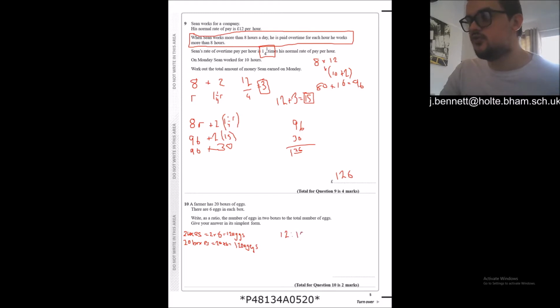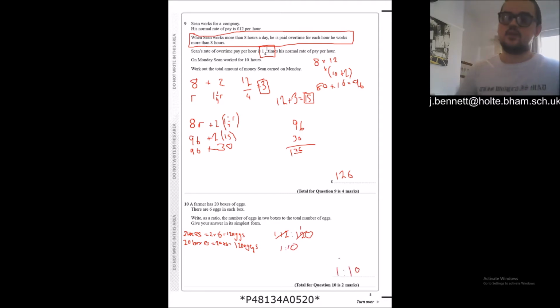12 to 120. Well, what we can do, we can just divide both sides by 12. 1, 1, 1, 2, 10. So the ratio, I would say, is 1 to 10. I'm gonna double check that just on the safe side, but I'm pretty sure that is the answer. Right. Okay. So that is correct.